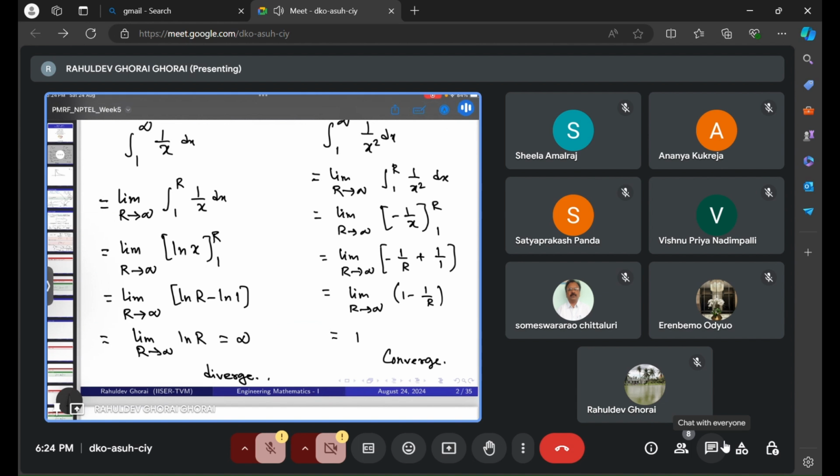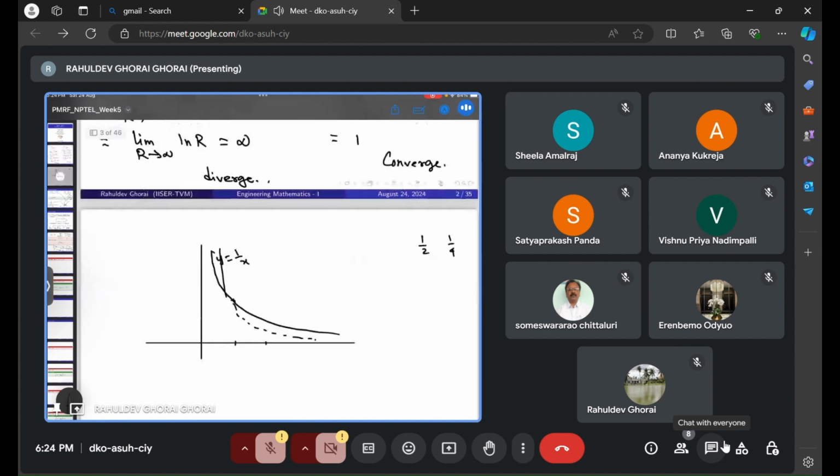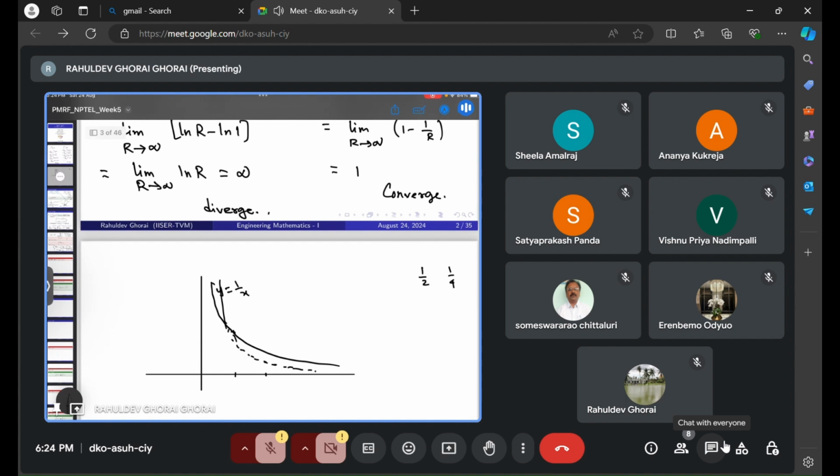I'll just draw it the proper way. It will be like this only. It will go and it will be like this. So same type of curve only. See, they look the same. At one point they will meet, and then this one will be the 1 over x square curve, and this is the 1 by x curve. So they look similar, but if you take the area under the curve from 1 to infinity, one converges, one diverges.